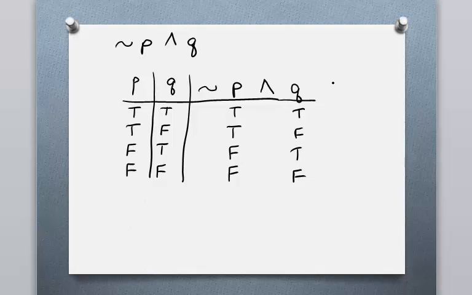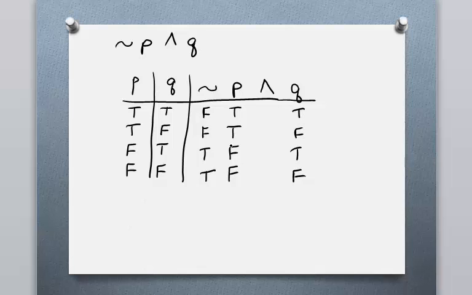The first thing I want to work on now is the negation of P. So I'm going to look here at the P values and I'm going to write down the opposite. So we start with the true, the negation would be false. We have a true on the next row, the negation would be false. We have a false, the negation would be true. We have another false, the negation would be true.